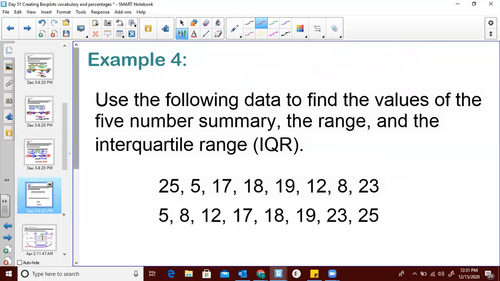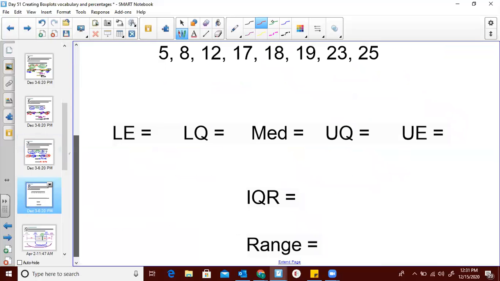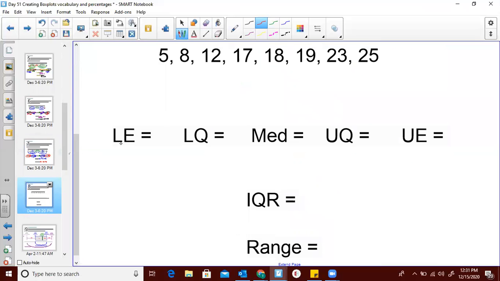All right, again, I put these numbers in order for you. So let's go ahead and find our low extreme, it's just 5. Upper extreme, which is 25. Let's find our median. One, left, right, left, right, left, right. Well, we have two numbers here. So our median is going to be the average of those two numbers. And if you put that in Desmos, 17 plus 18 divided by 2, you'll get 17.5.